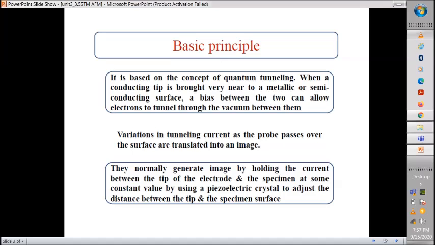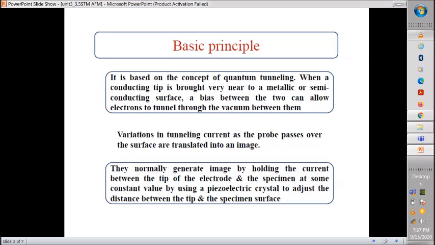So quantum tunneling, quantum means the movement of electrons, and the movement of electrons means conductivity will be there. So when a conducting tip is brought very near to a metallic or semiconducting surface, a bias between the two can allow electrons to tunnel through the vacuum between them. So this is considered the basic principle of the tunneling microscopy. The variations in tunneling current as the probe passes over the surface are translated into an image.